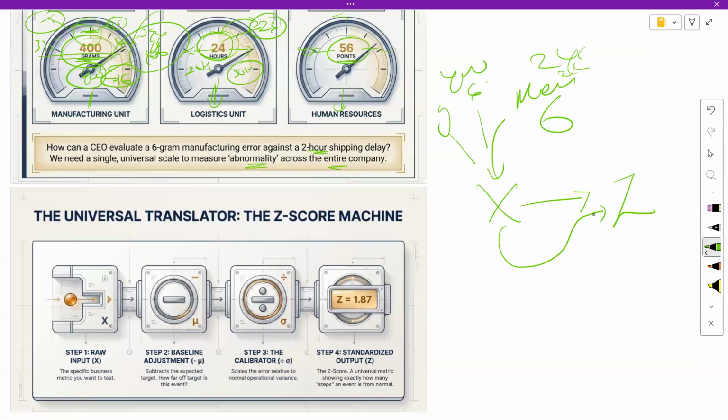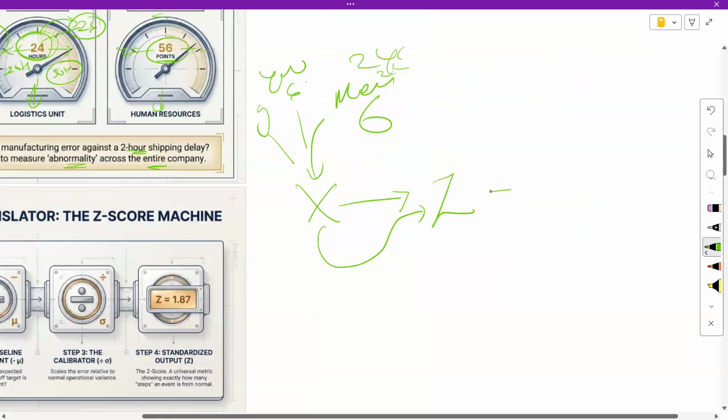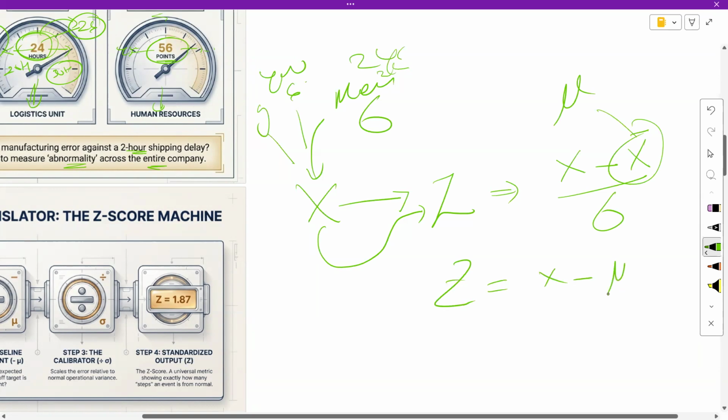Unstandardized becomes standardized. How do we convert this? Very simple. X minus x bar, divided by the standard deviation. Sometimes we may use the mean, mu, right? So Z equals x minus the mean, divided by the standard deviation. So in this process, any value of x becomes Z.